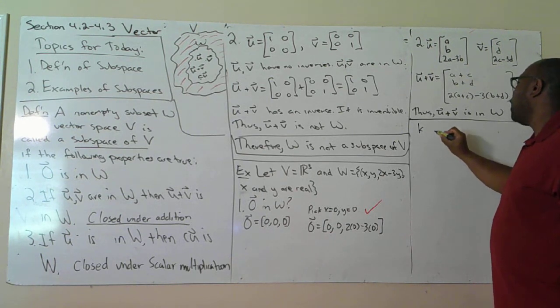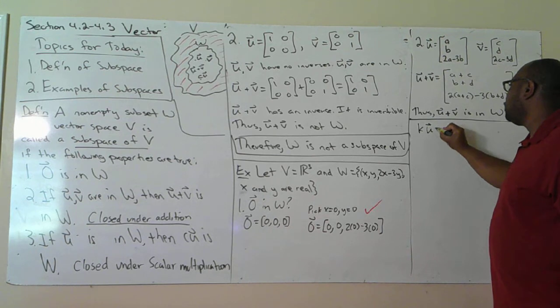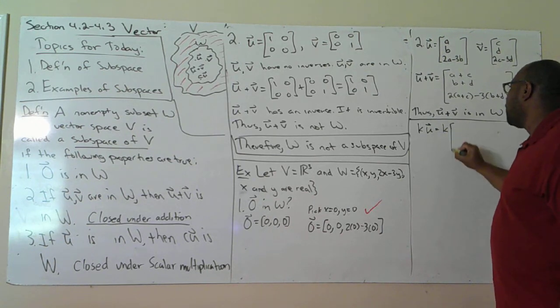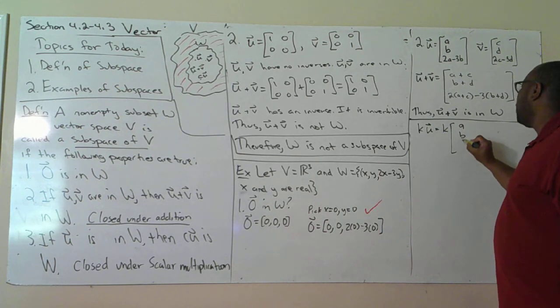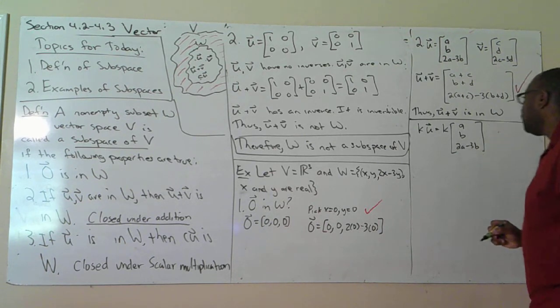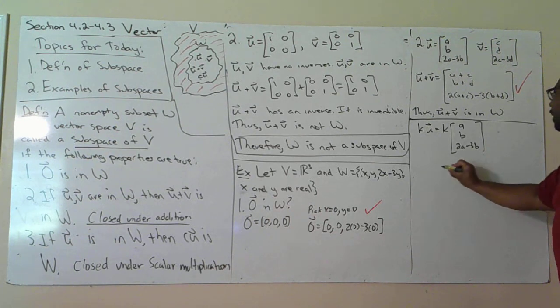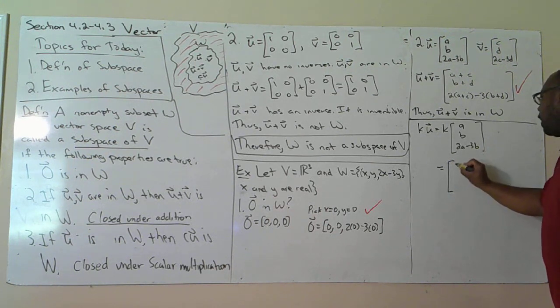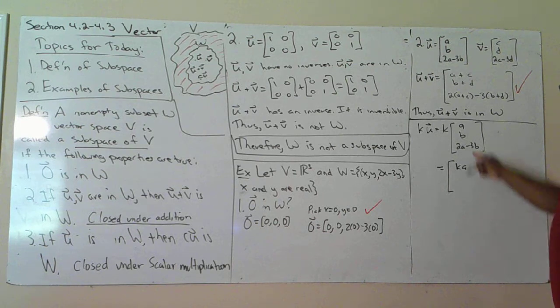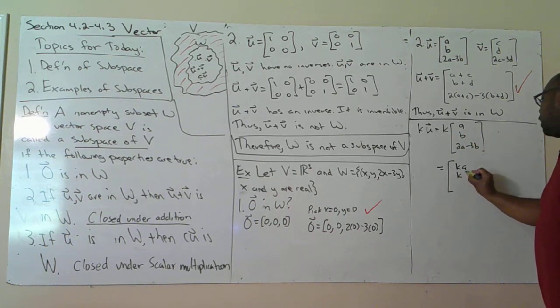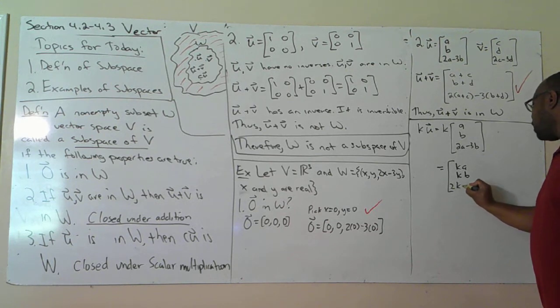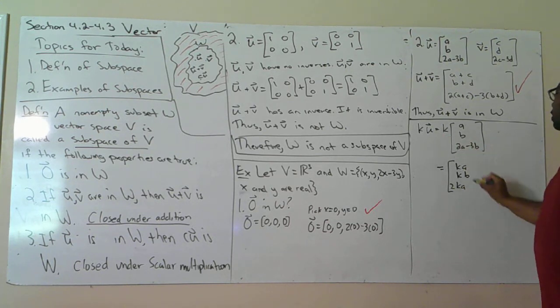K times U. So I'll say K times A, B, 2A minus 3B. Okay. Now when I multiply this through, I get KA, right? This becomes KB. This becomes 2 times KA, right? And this becomes minus 3 times KB.